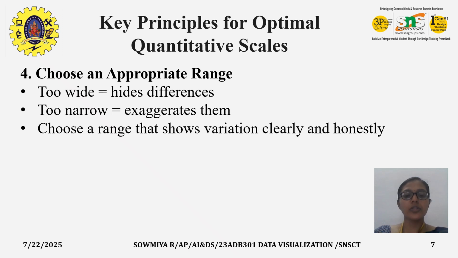Then, the fourth principle is choosing an appropriate range. If the range is too wide, patterns look flat and hard to interpret. If the range is too narrow, small differences look exaggerated. For example, if scores range from 78 to 92, using a y-axis from 0 to 100 hides the variation. Instead, use 75 to 95 for better clarity, except for bar charts which need a zero baseline.